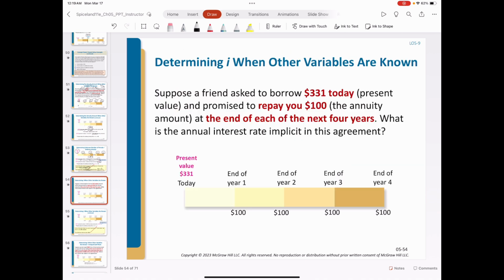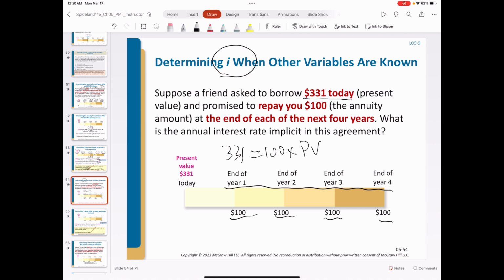For this example, the interest was not known to us. We need to solve it. We are given the present value and the setting of this annuity, 100 each year, which should be an ordinary annuity. So the present value 331 equals the payment 100 multiplied by the present value factor of an ordinary annuity. We know the number of periods is 4. We don't know I. Then we convert this equation to 331 divided by 100, so we can get the present value factor.